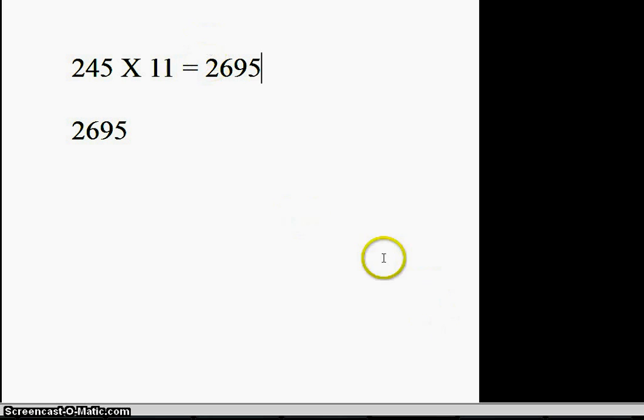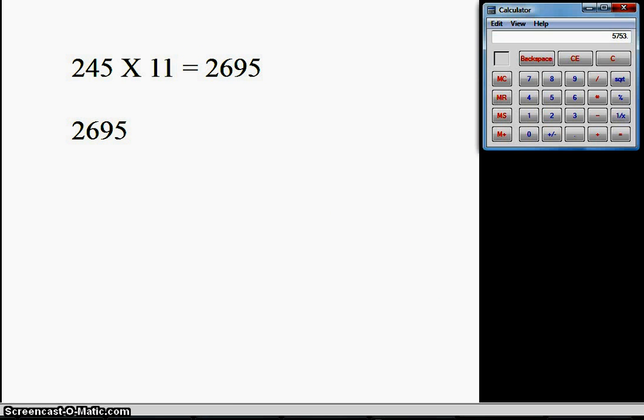2695. Okay, let's get the calculator out again. See what you get there? It's 2,695. That's exactly what we got. Now let's say we take another example.